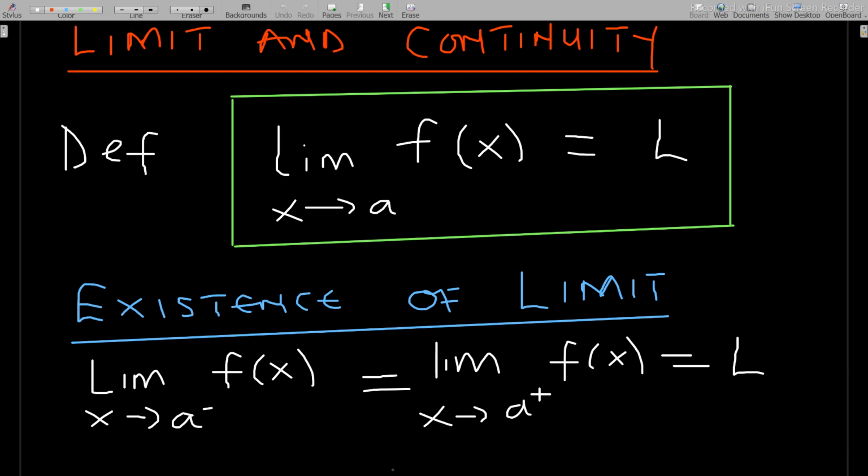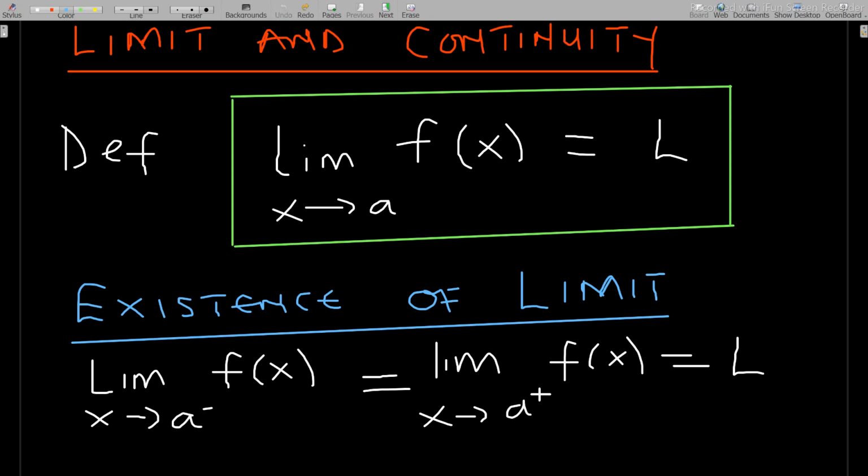Alright, let's start. Limits and continuity. Now when we say limit, what does it mean? This is how the general definition looks: the limit of a function f of x as x approaches a is equal to L. The L here is what we call the limit.